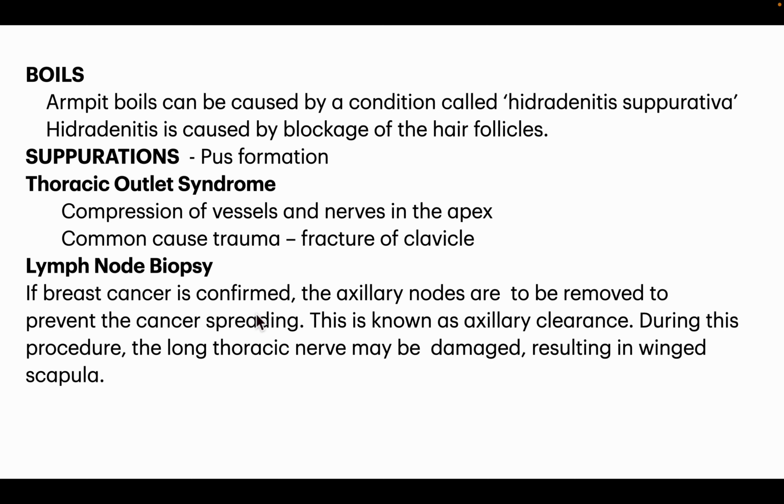Same way there is a term known as lymph node biopsy. If there is a carcinoma of the mammary gland, we need to confirm which type of carcinoma is there. So the biopsy is taken from the lymph nodes to confirm the cancer and its spreading pattern. Then there is axillary clearance. It means if there is cancer of the lymph nodes, we need to remove them. That is known as axillary clearance. During this procedure, the long thoracic nerve can also be damaged, resulting in winging of the scapula.